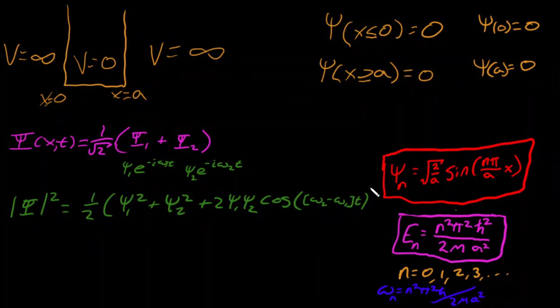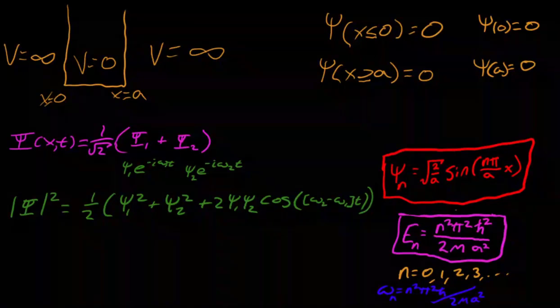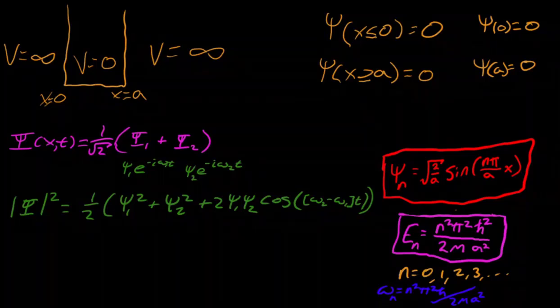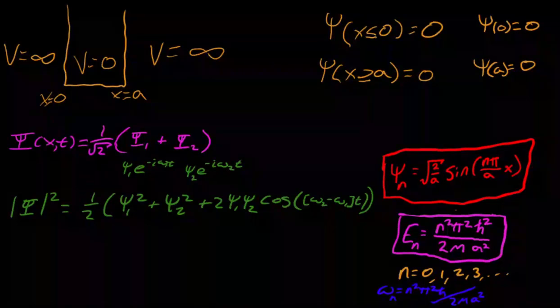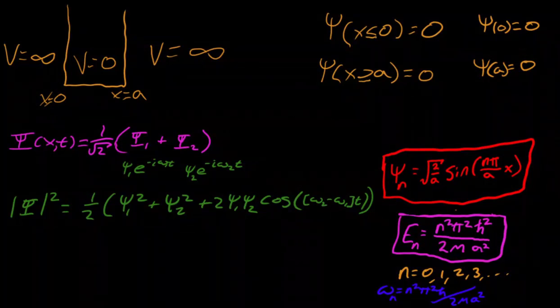But the probability density, and if you go ahead and calculate the expectation value of position, it will turn out that it oscillates in time with the frequency of omega 2 minus omega 1, and I'll show you that in the simulation. Two last quick things with this example. You can calculate the expectation value of momentum and the expectation value of position, and they will both actually oscillate in time.